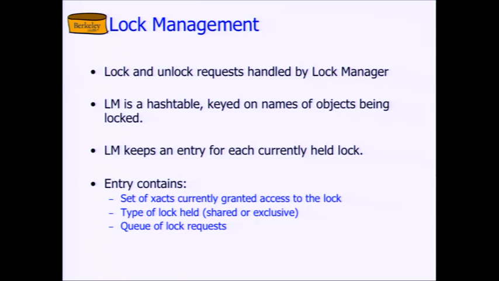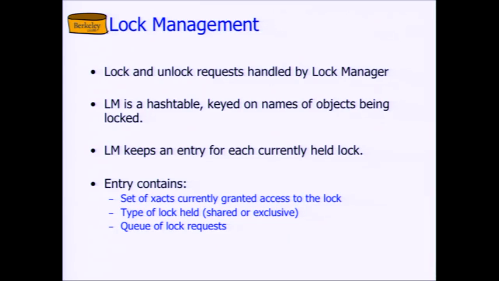When it's keyed on the name, what do we store in there? What's the value, so to speak, in this hash table? Well, it's going to contain the set of transactions that are currently granted access to the lock. Remember, in a shared lock, there may be many transactions that have been granted access. So there's a set of granted transactions, sometimes called the granted group. It's the group of transactions that currently have been granted access to this lock. The type of the lock that's held, is it shared or is it exclusive?